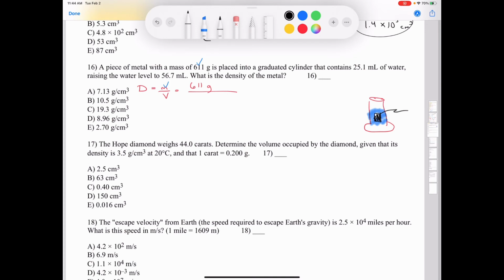And so our volume is going to be calculated as such. We could say that our total volume is going to be equal to the final volume minus the initial volume. And that's what I'm going to use as my denominator. So let's plug in some numbers. Our final volume is 56.7 milliliters. Our initial is 25.1 milliliters, like that.